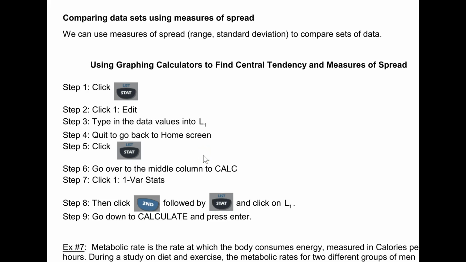All right, so comparing data sets using measures of spread. There are two ways to measure how spread out the data will be. First is range. What is range again? We already learned about it: the highest number minus the lowest. Standard deviation tells you how far each number is from the mean. So the standard deviation is the average of how far all of the data are away from the mean.